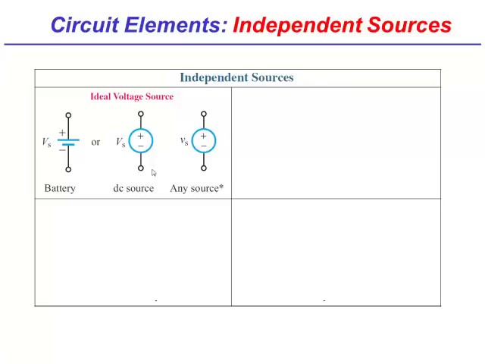We correspondingly have ideal current sources. And these are sources that will provide a specified current, in this case IS, no matter how we use it. And so those are called ideal current sources.